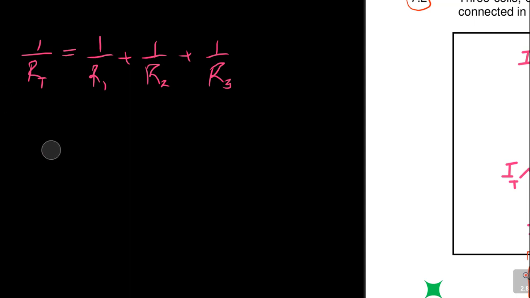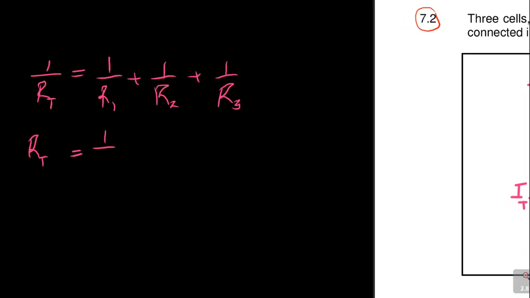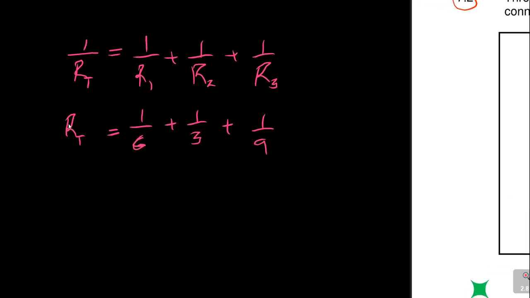Some of you, this is what you do. After writing the formula so well, then you say RT is equal to. And then you say now 1 over 3, was it 6? Let me see. It's 6, 3, and 9. So you start writing 1 over 6 plus 1 over 3 plus 1 over 9. Some of you do this. It's still correct on the right hand side, but you didn't follow up. It was 1 over going here, now RT. How did it become like that? So don't forget, you still continue here and maintain it as 1 over.